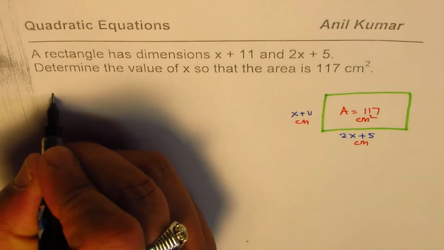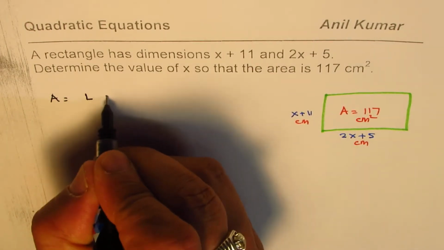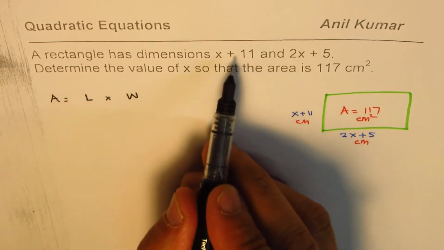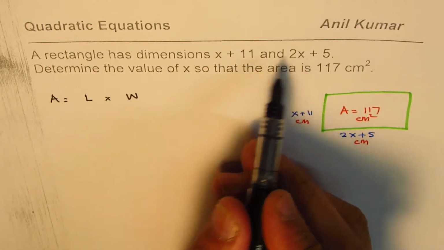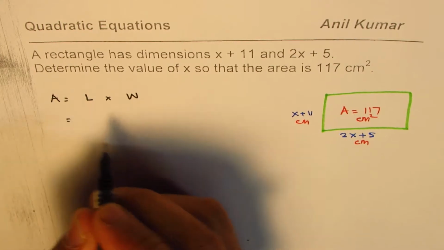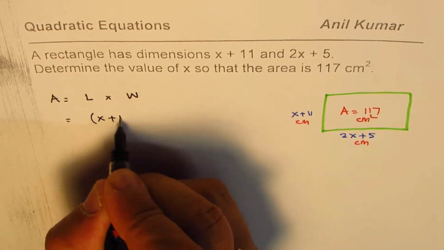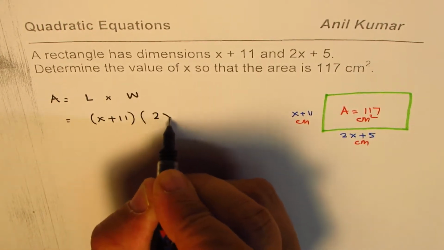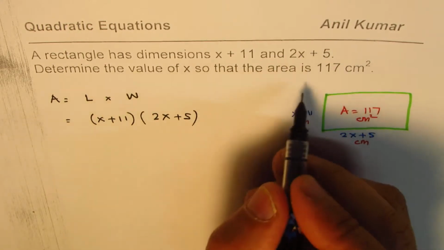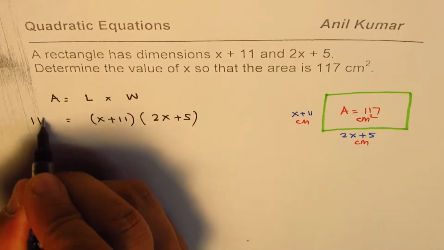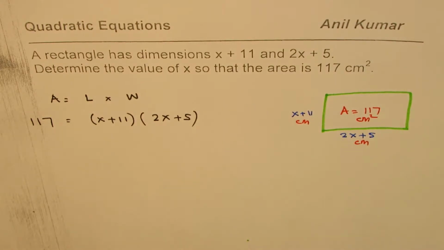Since area is length times width, we'll treat one of these dimensions as length, the other one as the width. So we can say that the area is x plus 11 times 2x plus 5, and this area is given to us as 117. So that is how you get the equation, correct?